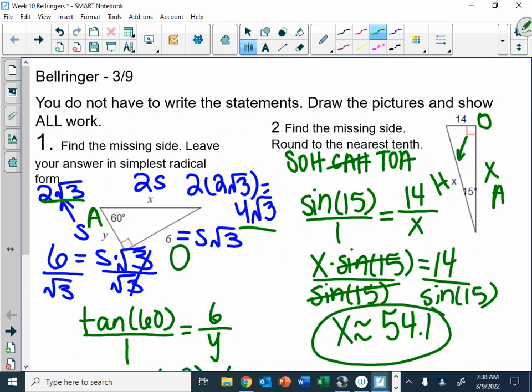Your hypotenuse is your hypotenuse. The only things that can be opposite and adjacent are your legs. So don't forget about what a hypotenuse is. A little lengthier bell ringer, but I just wanted to address some things since we didn't have one yesterday. Are there any questions?